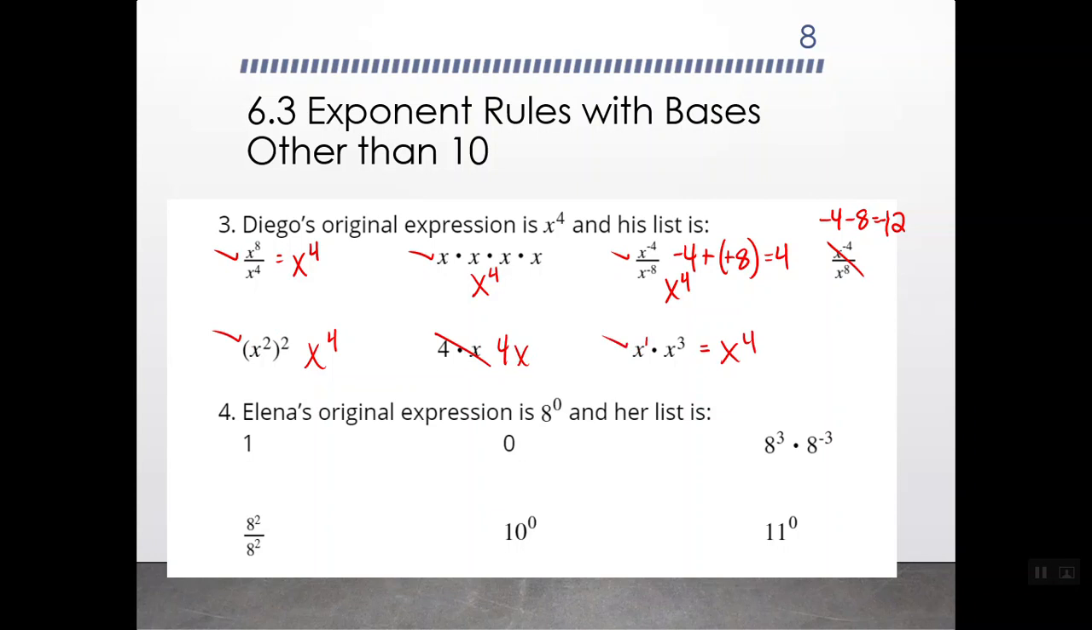So for Elena, again, I'd like you to pause the video here, see if you can do this one, and see if you can write down the ones that match, the ones that are equivalent to 8 to the 0. So remember that anything to the 0 power is 1, so that works. That does not work. Three plus negative 3, this would be 8 to the 0, which would be 1. That works. 2 minus 2, again 8 to the 0. 10 to the 0 power is 1. This would work. And 11 to the 0 power is also 1, so that works. So there was just one there that didn't work.